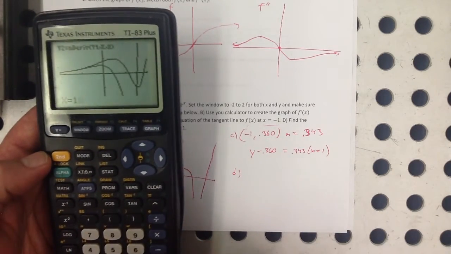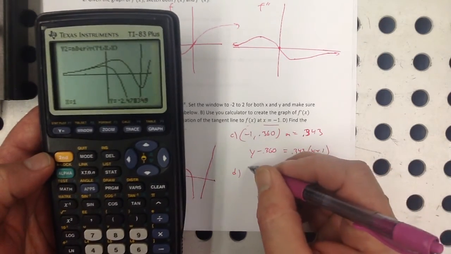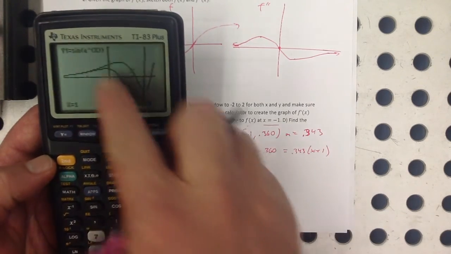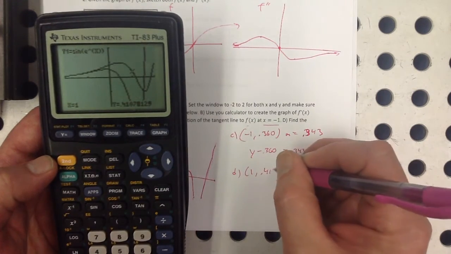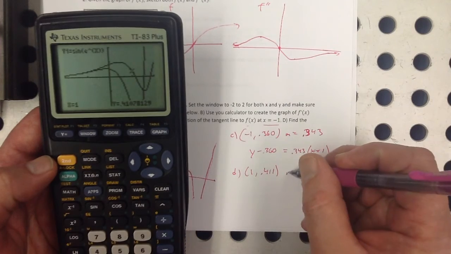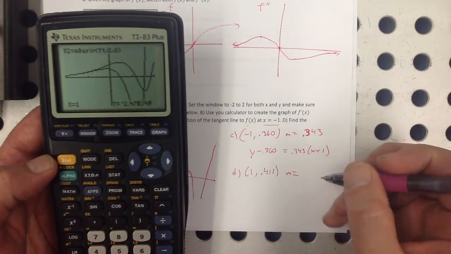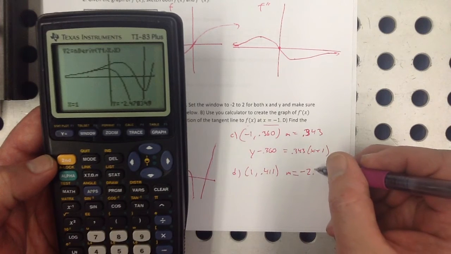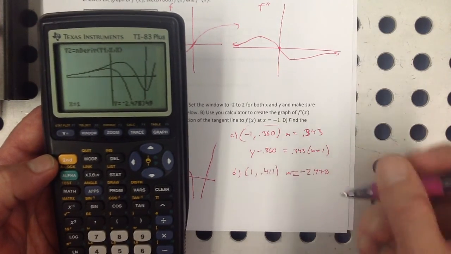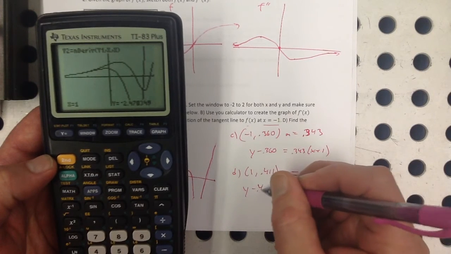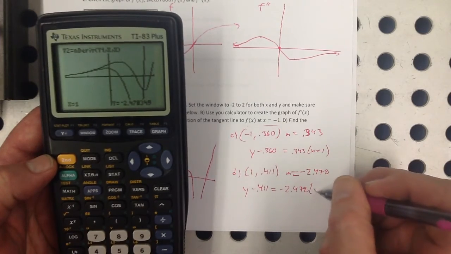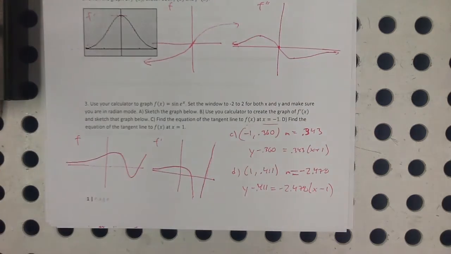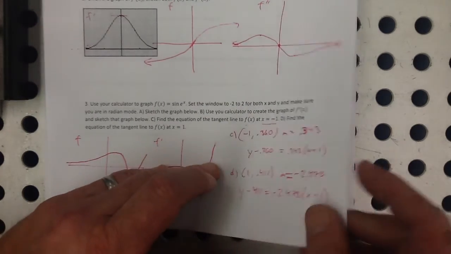And then for x equals 1, my point is, I'm looking up here to make sure I have y1 here. My point is 0.411, rounded correctly to 3 decimal places. My slope is negative 2.478. So y minus 0.411 is equal to negative 2.478 times x minus 1. There's my tangent line. All right.